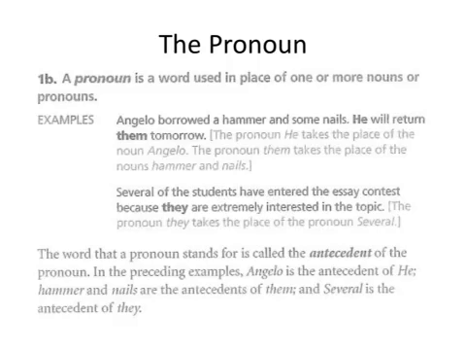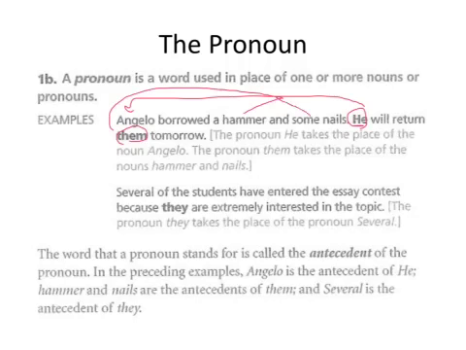The next part of speech is a pronoun. A pronoun is a word that is used in the place of one or more nouns or pronouns. So here are some examples. Angelo borrowed a hammer and some nails. He, referring to Angelo, will return them tomorrow, replacing hammer and nails.